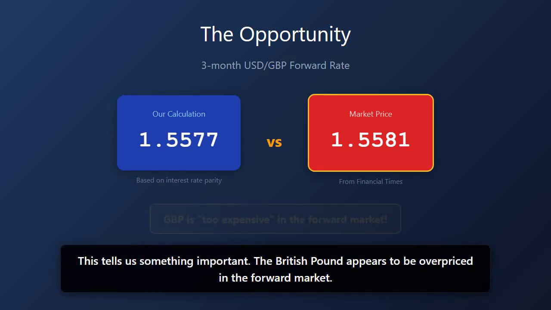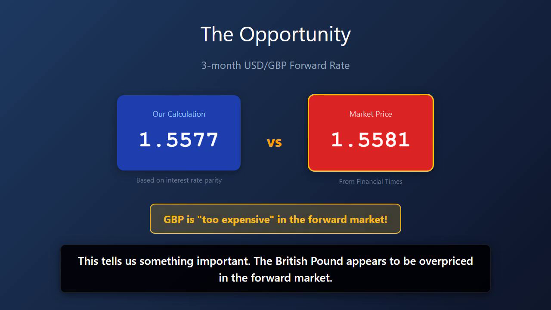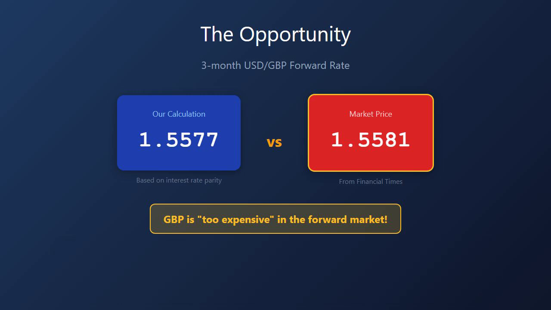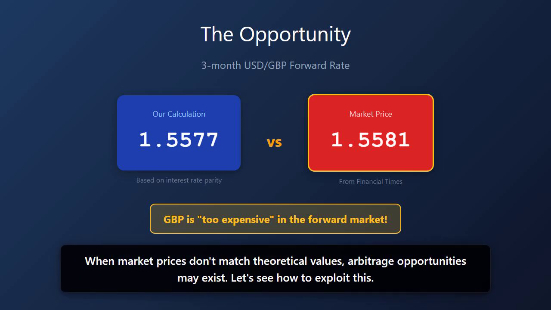This tells us something important. The British pound appears to be overpriced in the forward market. When market prices don't match theoretical values, arbitrage opportunities may exist. Let's see how to exploit this.